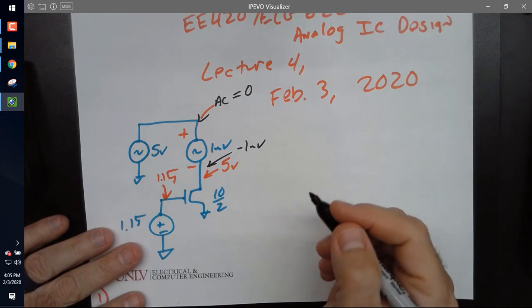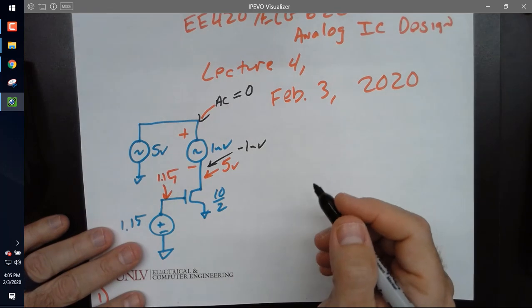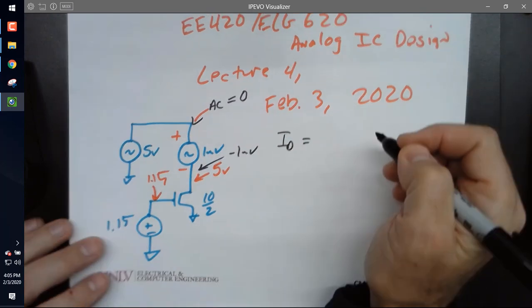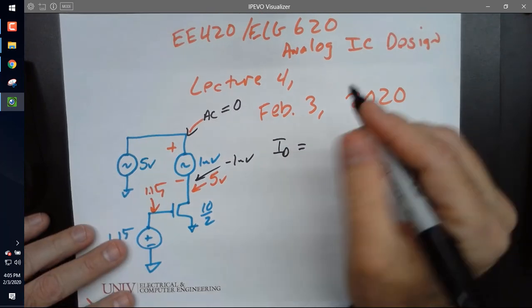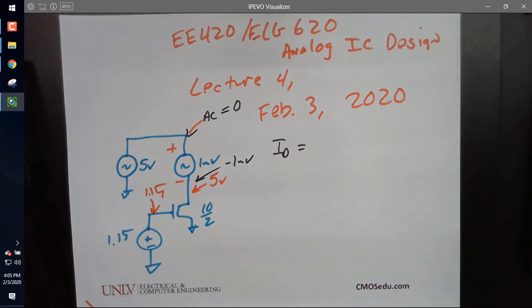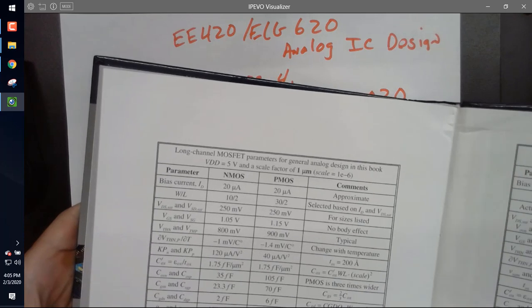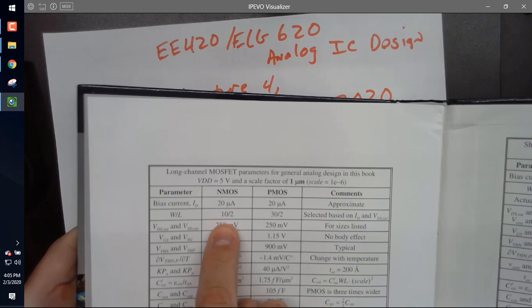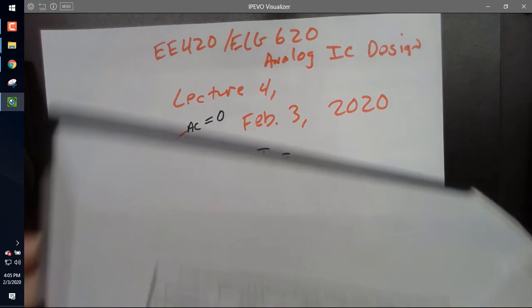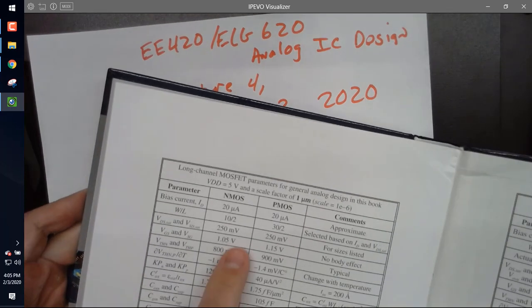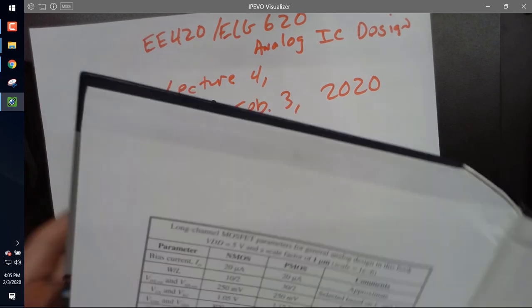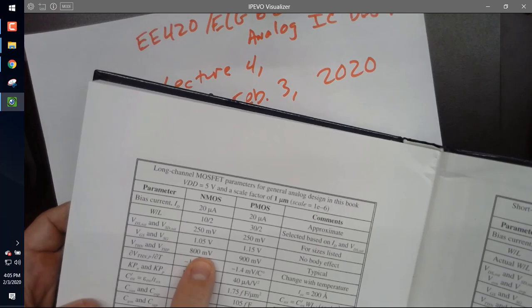All right. So let's calculate the DC. And that's equal to, I'm going to use the book, 1 micron process. The KP isn't a function of the sizes. This is for, oh, this is even a 10 by 2? Okay, 10 by 2, we use 120 microamps per volt squared and 0.8 volts.